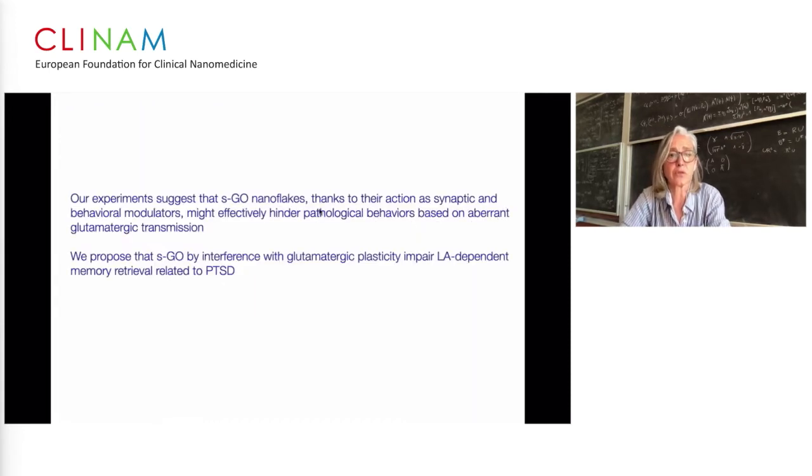Now, our experiments therefore suggest that SGO nanoflakes specifically target glutamatergic synapses, and that their action as modulators of synapses is reflected in a modulation of behaviors when their effect is timely placed with changes in this synaptic activity. In the case of this anxiety disorder, the model was chosen to investigate their ability to affect aberrant glutamatergic transmission. So this interference with plasticity is an interesting point to start with in developing SGO as a perfect vector for targeting glutamatergic synapses.